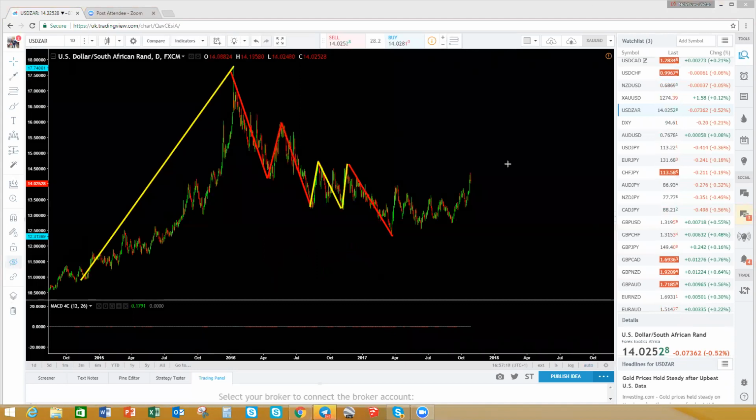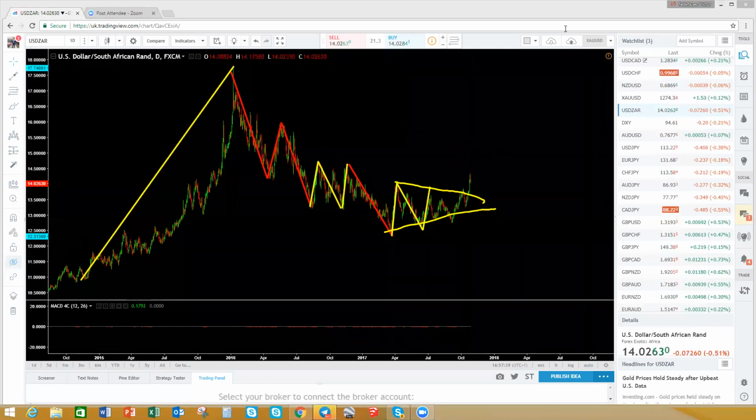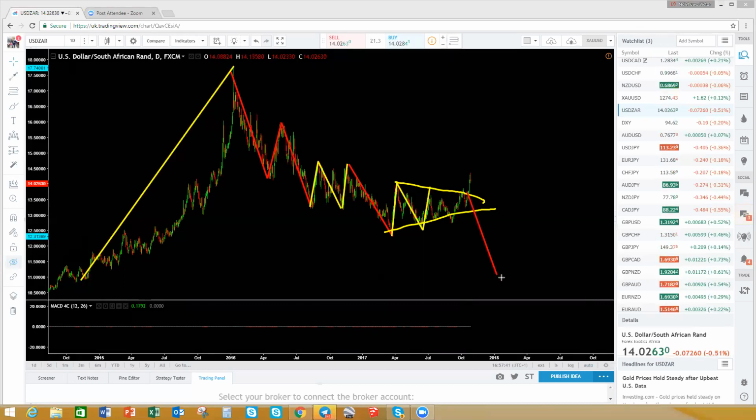Okay. And I was thinking that this is making this again. I thought it was making this again. You can see that it looked like it was making exactly this. Okay. So I thought that it was going to do something like this, give us another corrective structure, and give us another drop. And then that will give us AWXY before we resume and move higher.